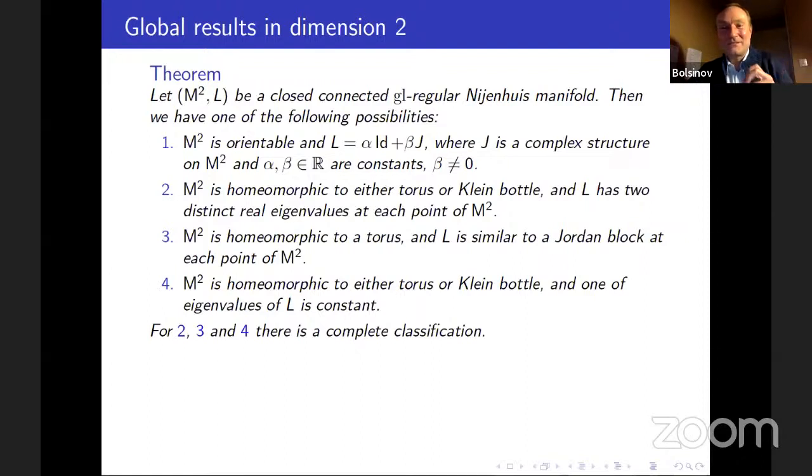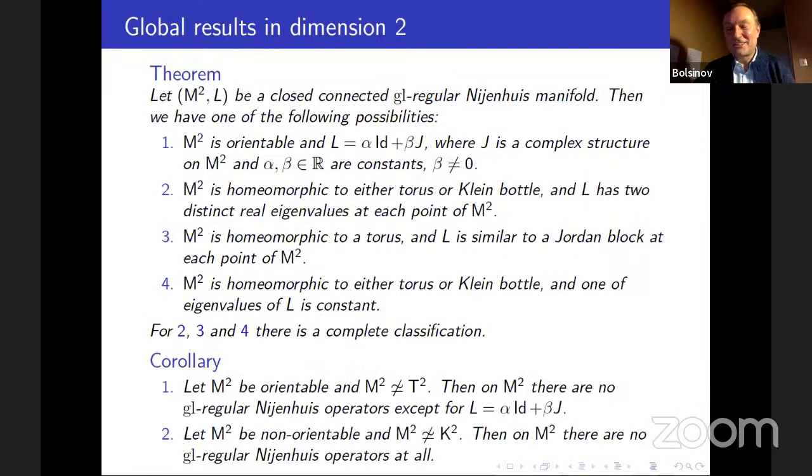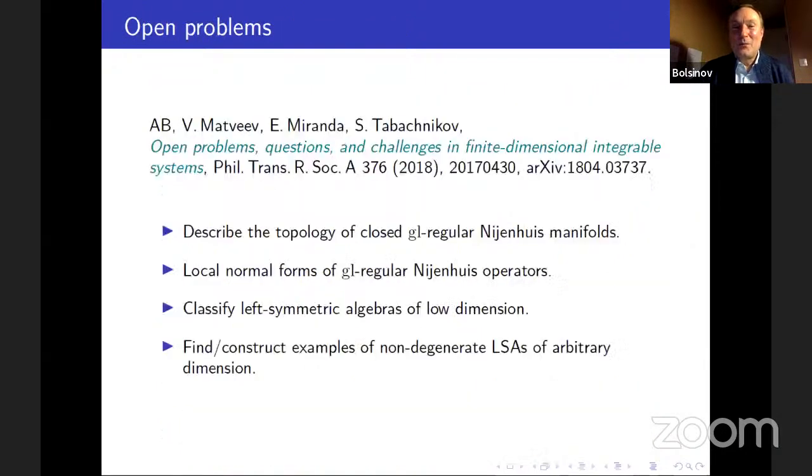But I want to say that this theorem is not easy at all, because it is based on normal forms of GL-regular operators in dimension two. We know everything about singularities of these operators, and just analyzing this information, we succeeded in getting the global classification. It's just a corollary, basically what I've just said. If the two-dimensional manifold is orientable and different from the torus, there are only trivial GL-regular Nijenhuis operators on it. And if M is non-orientable and different from the Klein bottle, then there are no GL-regular Nijenhuis operators at all in this case.